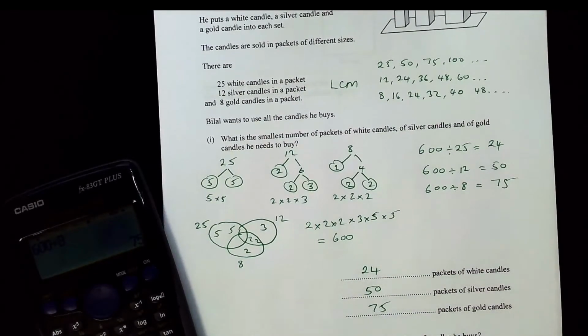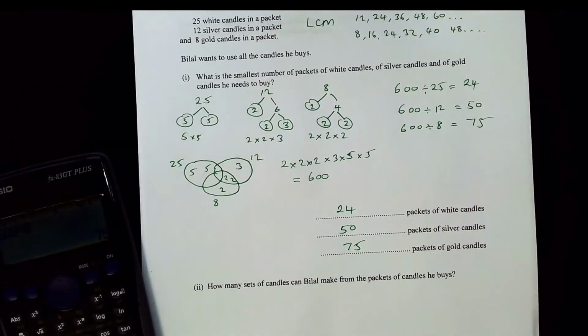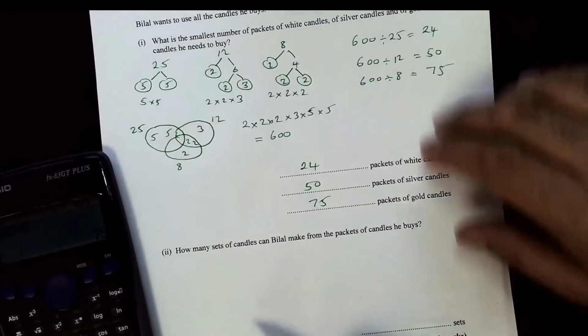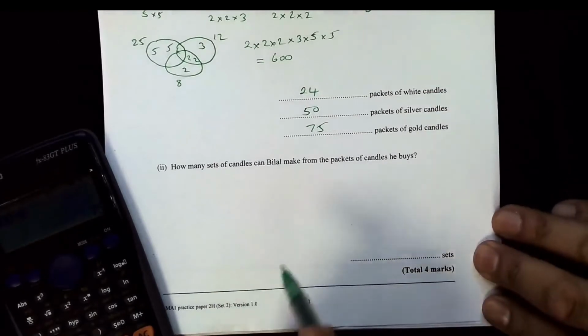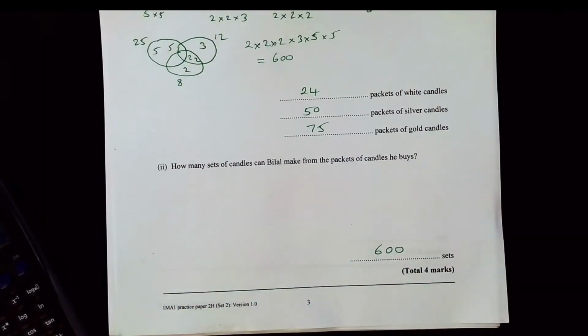The next part of the question is how many sets of candles can Bilal make from the packs of candles he buys? Well, we've already worked that out, which is 600. So again, I'm going to write the answer down: 600 candles.